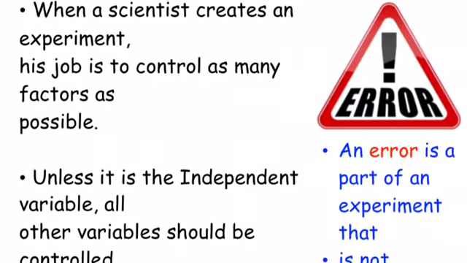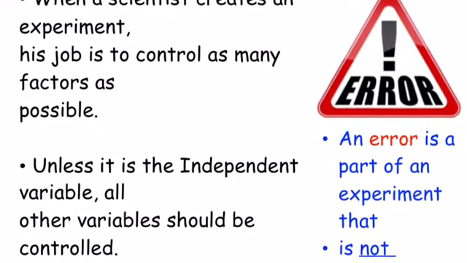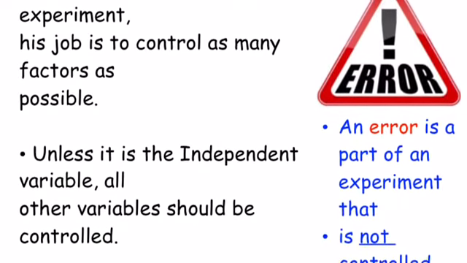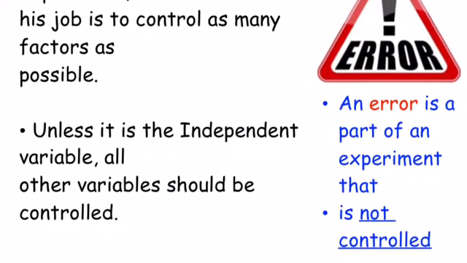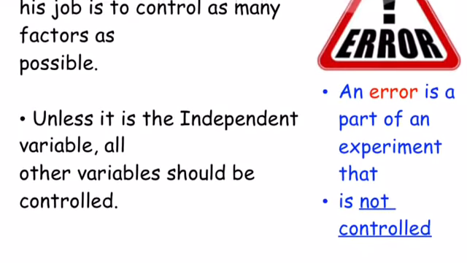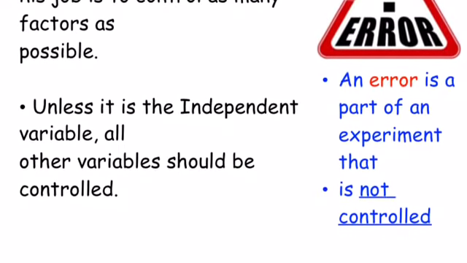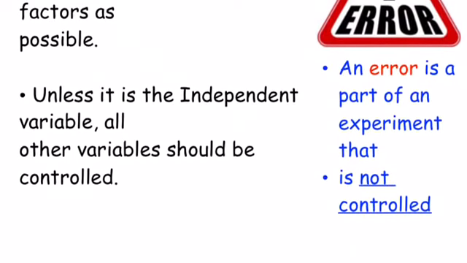So an error is when a scientist creates an experiment, his job is to control as many factors as possible, but an error can happen if something is not controlled. So there is only one variable that must change, and that is the independent variable. Everything else must stay the same.